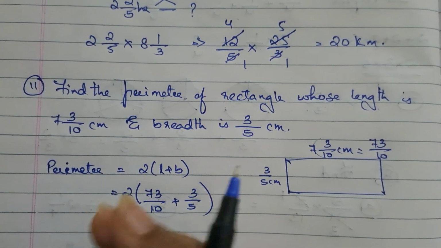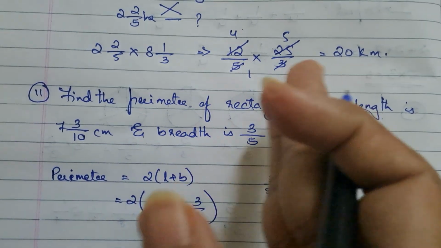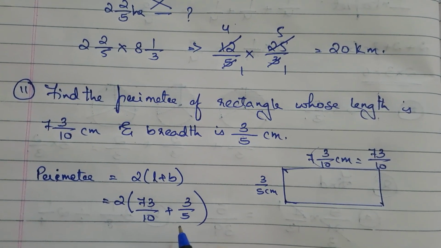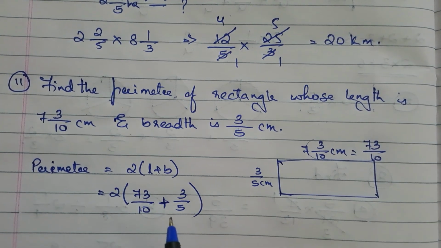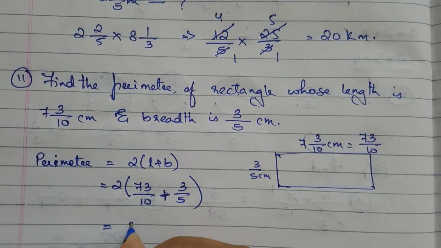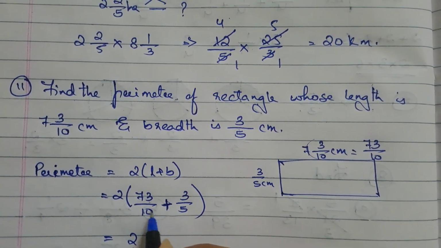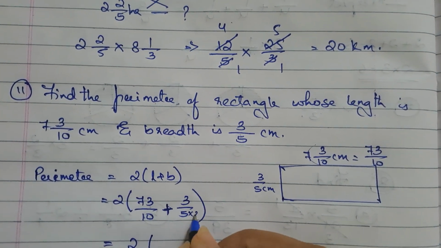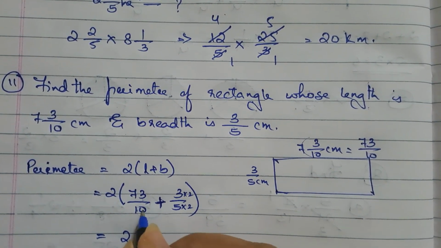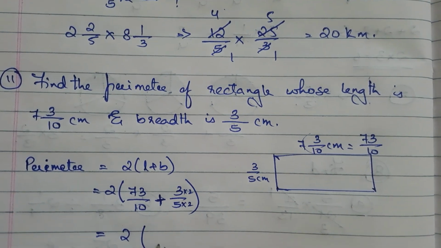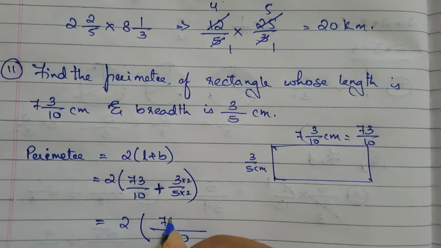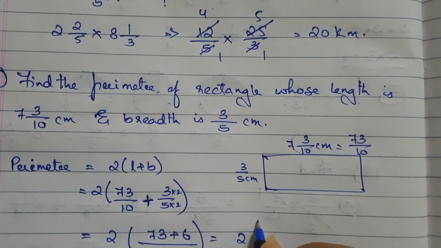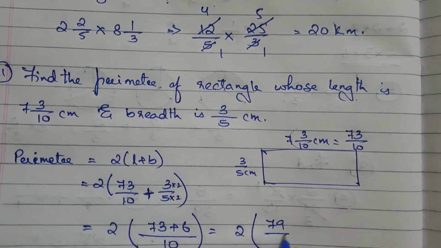Most of the students, because we have been doing addition and subtraction, multiplication, they start reducing it. But remember, there's an addition sign in between, so you cannot reduce it. That goes as 2 times of, I need to make the denominators same here because it is addition. So this goes like this. If I multiply 5 with 2, it becomes 10. So the complete fraction is 73 plus 6. That goes as 2 times of 79 upon 10.